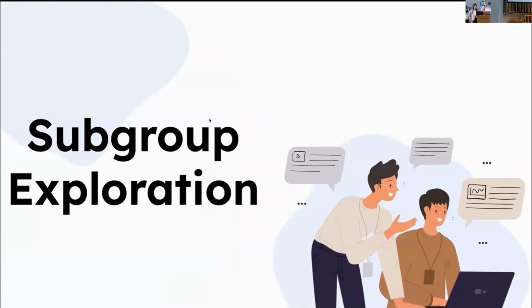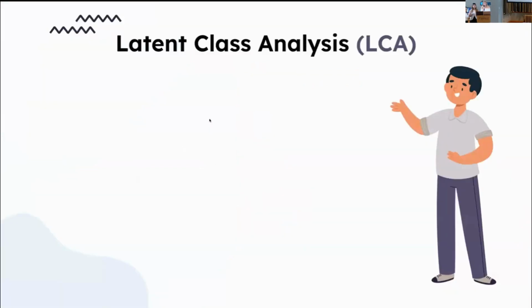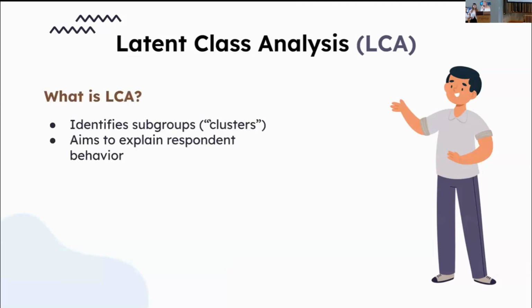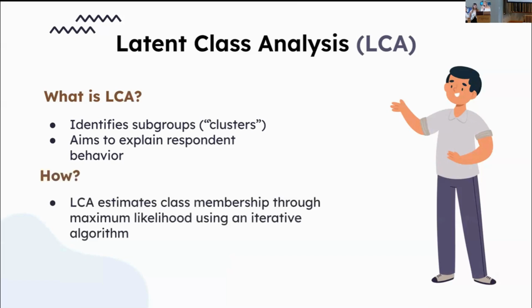And now we'll begin talking about our subgroup exploration methods and see how mentorship can help someone like Maya across different life outcomes. To explore hidden subgroups in the data, we applied latent class analysis, abbreviated as LCA. LCA is a statistical technique used to identify distinct subgroups or clusters within a population based on patterns in the data. LCA is commonly used in research to explain patterns in respondents' behaviors or characteristics by grouping them into clusters, which we call latent classes, with similar response profiles. LCA estimates through maximum likelihood using an iterative algorithm.